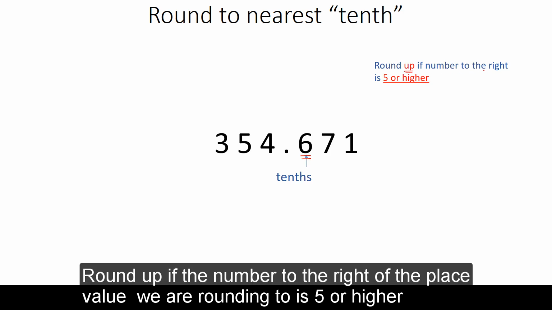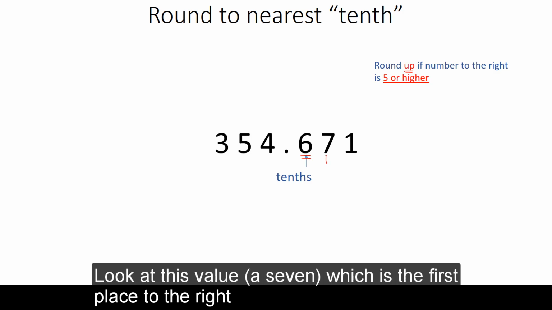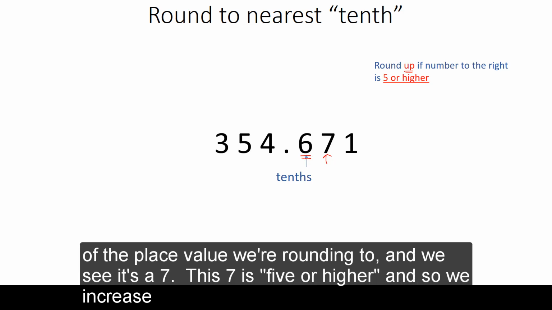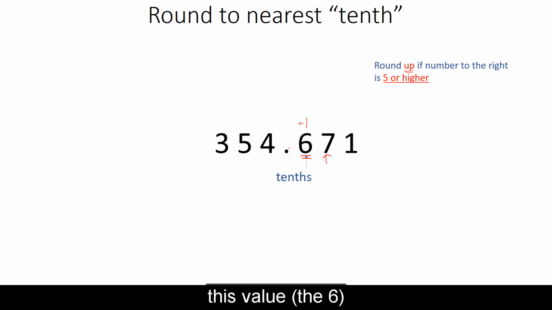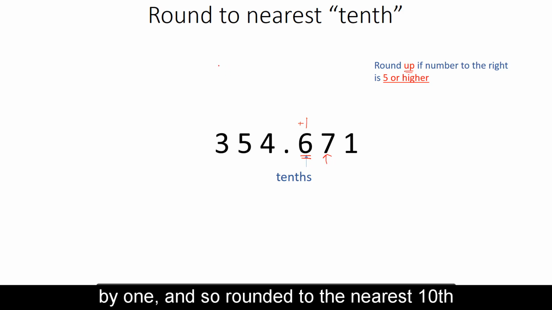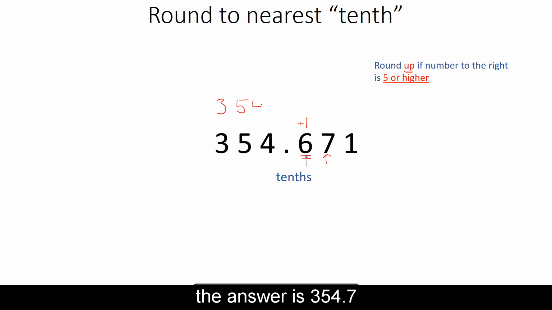If the number to the right, and by to the right we mean to the right of the place value where we are rounding to, is 5 or higher. So in this case we now look at this value right here, which is the first place to the right of the place value we are rounding to, and see that it's a 7. 7 is obviously 5 or higher, and so we are going to increase this value by 1. And so round it to the nearest tenth would be 354 and 7 tenths. 6 plus 1 is 7.